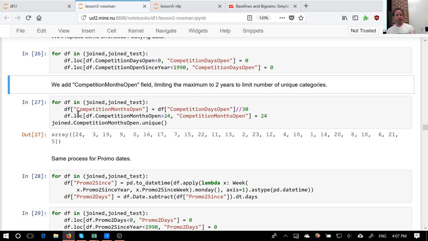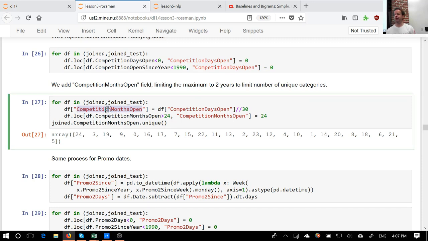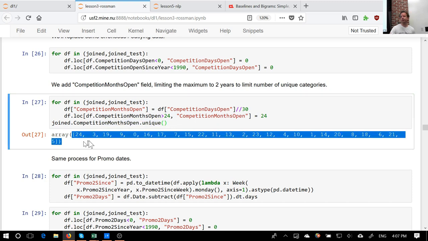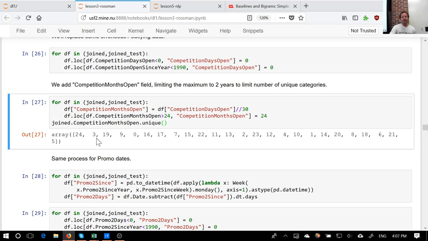The third place getters in this competition decided that the number of months that the competition was open was something they were going to use as a categorical variable. In order to avoid having more categories than they needed, they truncated it at 24 months. They said anything more than 24 months, I'll truncate to 24. So here are the unique values of competition months open, and it's all the numbers from 0 to 24. What that means is that there's going to be an embedding matrix with an embedding vector for things that aren't open yet, for things that are open a month, for things that are open 2 months, and so forth.